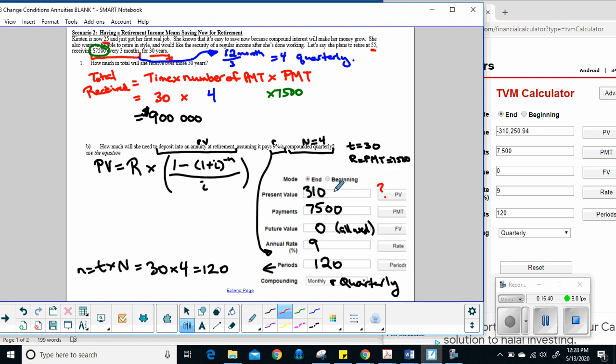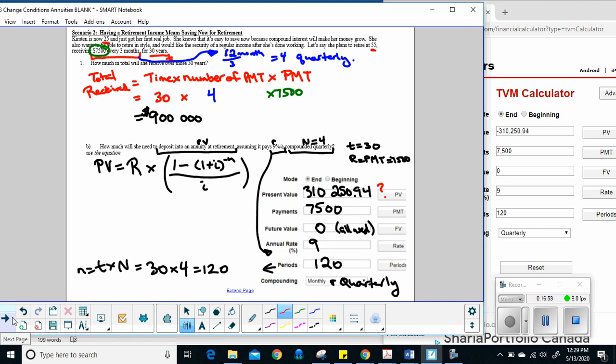You know, we can probably have saved 310,000 by the time we retire, right? I mean, we got 30 years to do this in. So, sure. Let's try it.